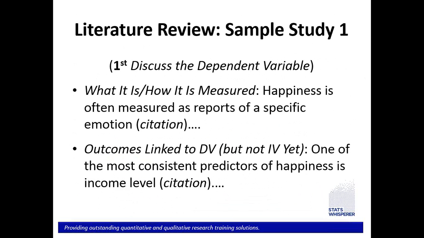Second, the outcomes linked to the dependent variable, with the exception of no independent variable yet. So we leave that on the back burner, right? So we might say one of the most consistent predictors of happiness is income level. Then we have a citation.